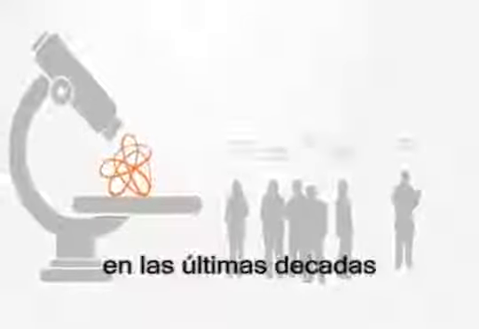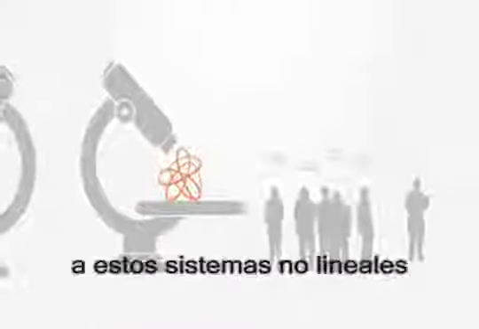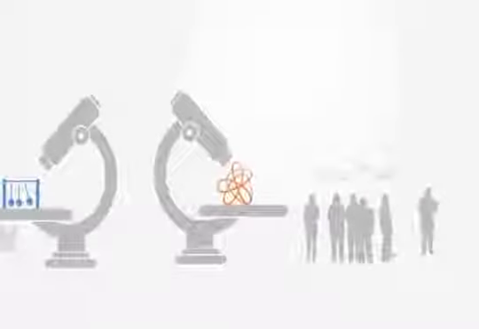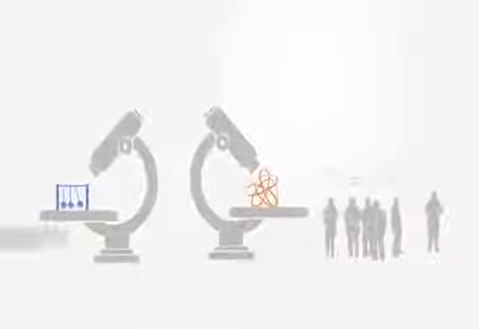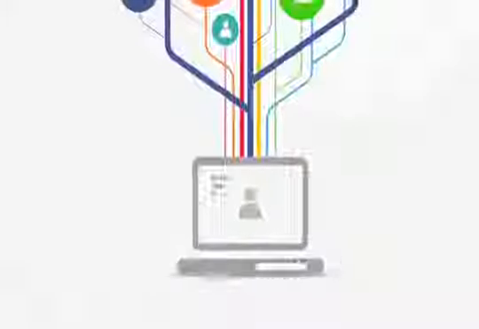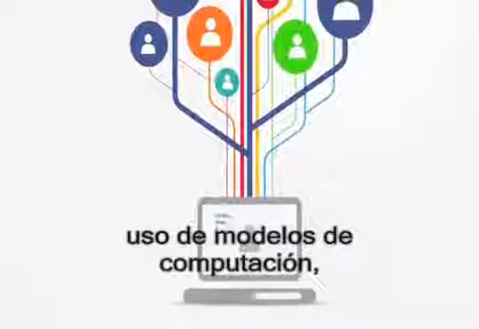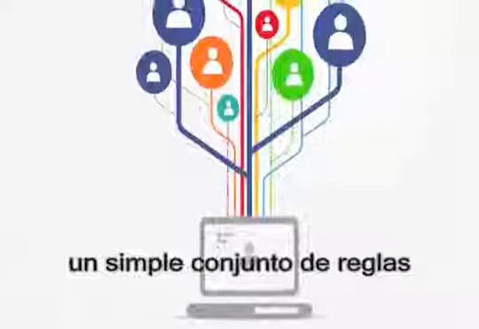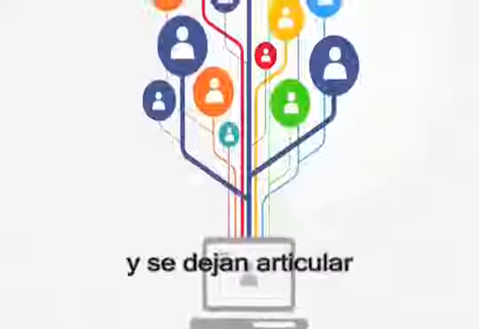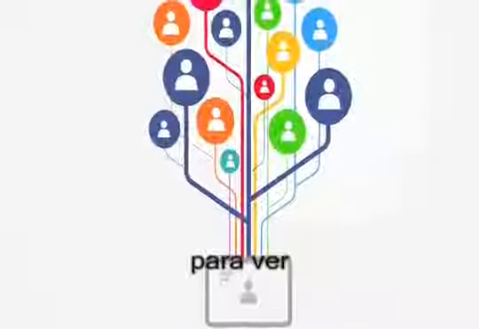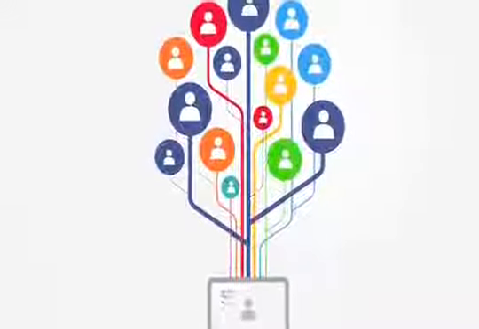Thus, the area of complex systems has arisen over the past few decades as an alternative paradigm within science and engineering to deal with these non-linear systems by placing a greater emphasis upon the connections and relations between the elements. It currently represents a broad and diverse set of methods, primary among which is the use of computational modeling, where elements are given a simple set of rules that govern their behavior and are left to interact and evolve over time to see if relevant patterns will emerge.